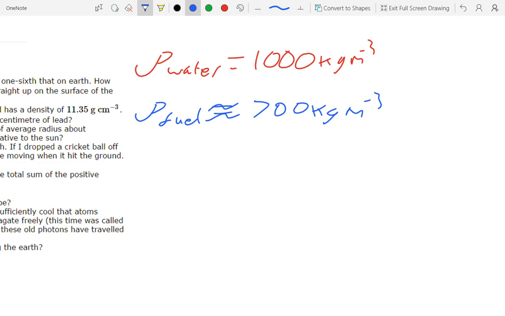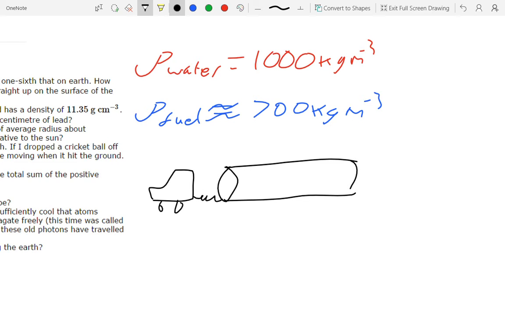So this is just making assumptions. You've got to be able to approximate some stuff and be able to make an educated guess of what it might be. Now if we look at a fuel tank, I'll do a really terrible drawing of a fuel tank for you. So it looks something like that. And what can we say about this? We've got to approximate its dimensions.